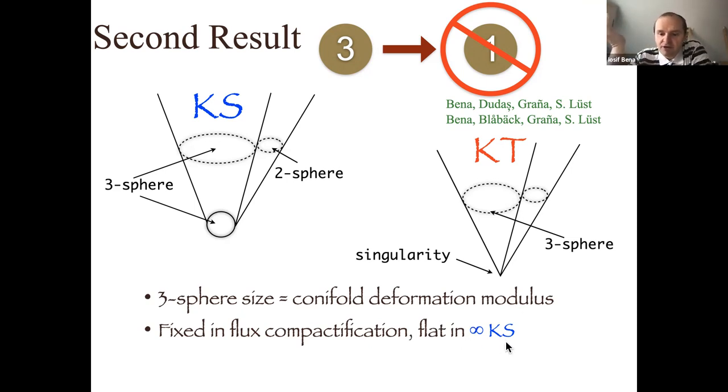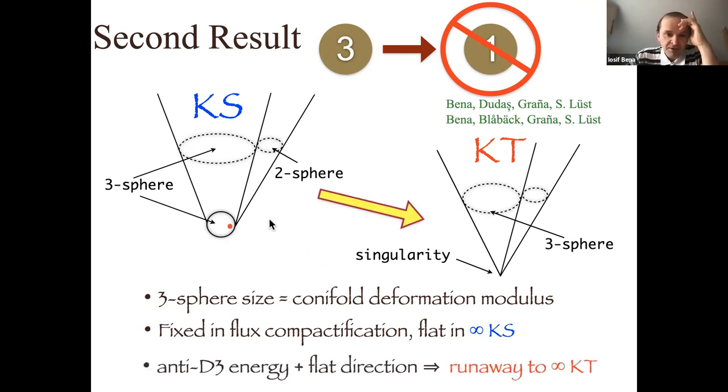Now, when you have a flat direction and you put some energy in, you never stay there. You always go in some direction or some other. Any flat potential ends up being destabilized. And what we expected was that you put one anti-brane in Klebanov-Strassler, this has some energy, and when you have a flat direction, this will give you a runaway behavior to Klebanov-Tseytlin.